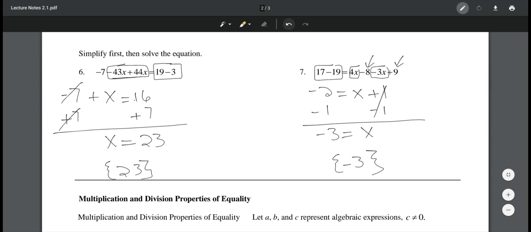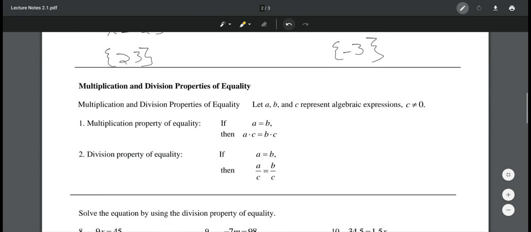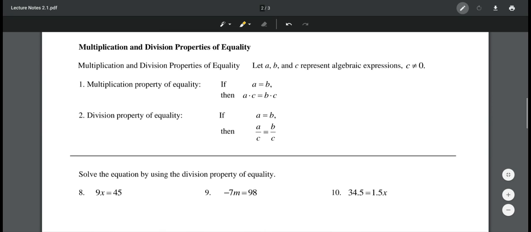Now, as far as the multiplication and division properties of equality go, if I have an equation, A equals B, left side equals right side, I can multiply both sides by anything that I want. Same thing with division. If I have A equals B, then I can divide both sides by the same thing. Now, the second property is the one that we use the most. We don't use the multiplication property as much as we use the division, but I do have a few examples of that multiplication property, and I'll show you what I'm talking about when we get there.